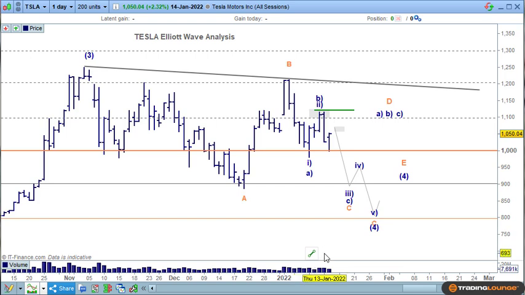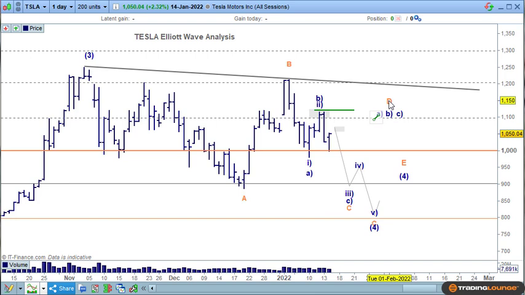So we've been looking at this in 2 ways. We've been looking at it as a triangle pattern, so an A wave, a B wave, and then a C wave down here. This C wave down here, the C of C, would be an A wave, a B wave, and then just 5 waves down to this point. So 1 and 2 and 3 and 4 and 5 here.